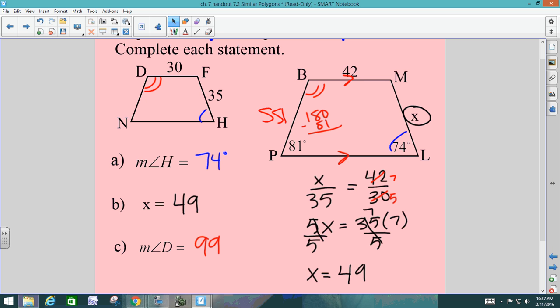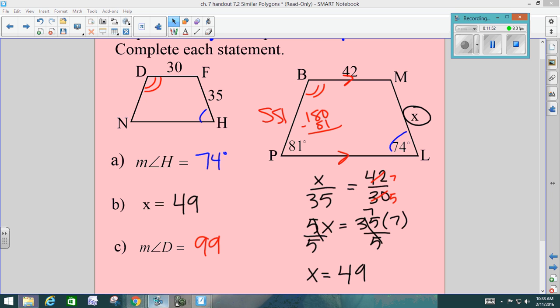All right. Questions on 4. Rashid, did you get those? No, I want you to go down and do number 6. How did we get C? Because this is a trapezoid, so the top and bottom are parallel, which means B and P are same side interior angles. So 180 minus 81 is 99, and then B is congruent to D.